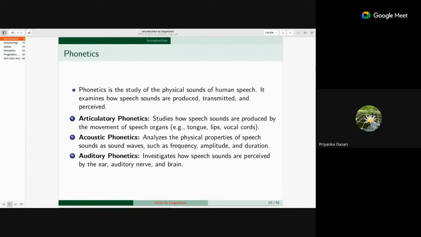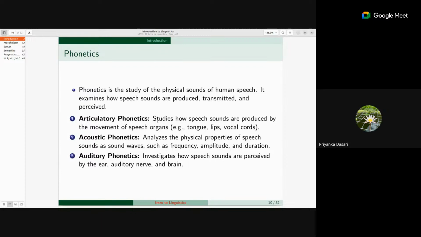So let's start with phonetics. Basically, it is the study of the physical sounds of human speech: how they are produced, how they are transmitted, and how they are perceived by us. In this, we have three fields: articulatory phonetics, acoustic phonetics, and auditory phonetics. Starting with articulatory phonetics, it deals with how speech sounds are produced by the movement of speech organs. It's more physical, how the sounds are produced in our vocal tract.